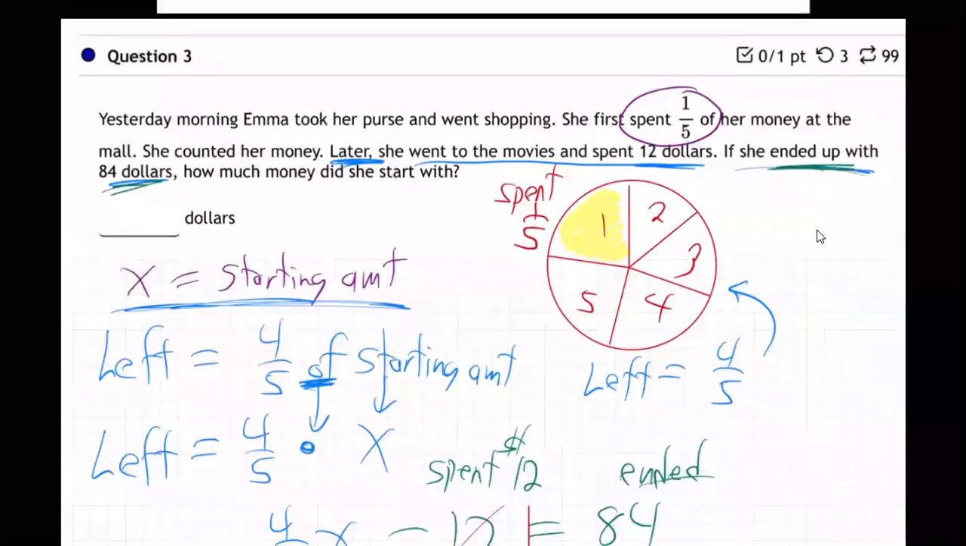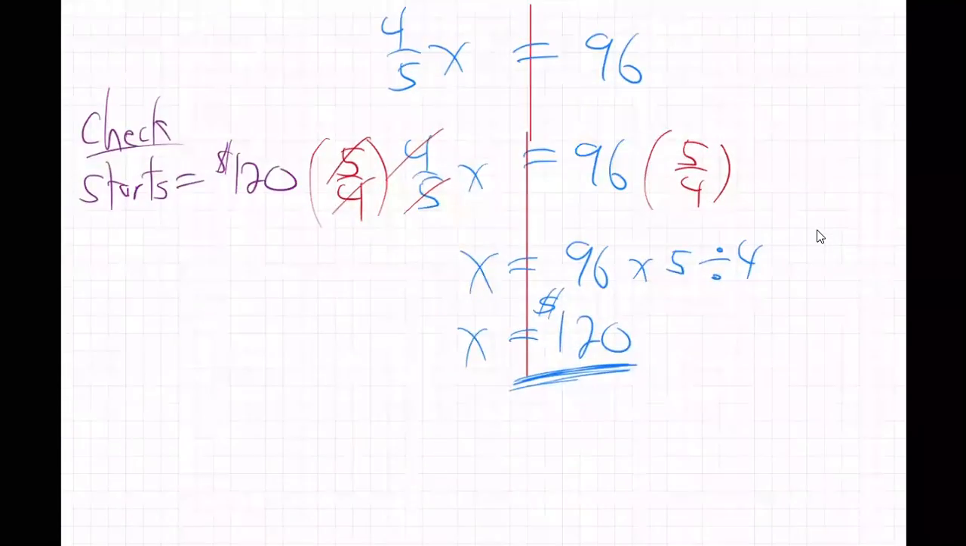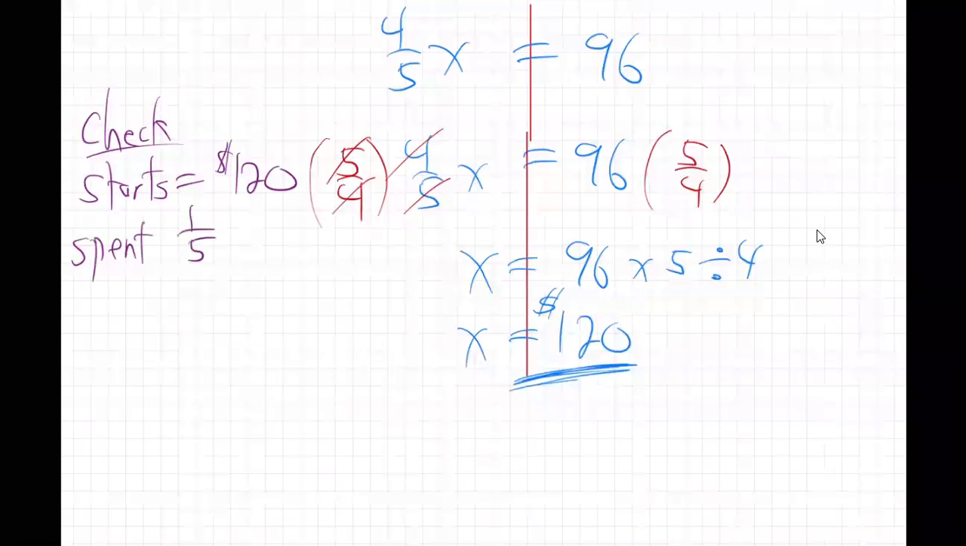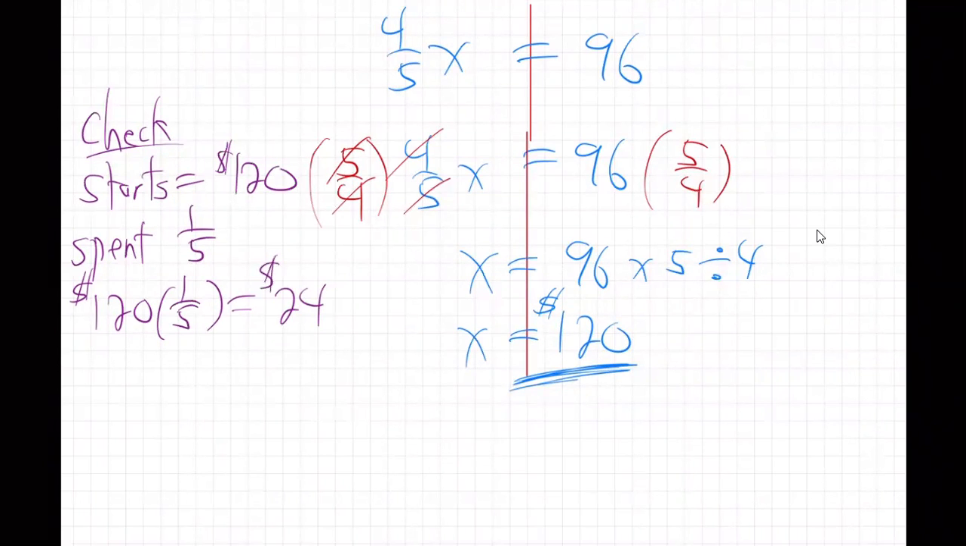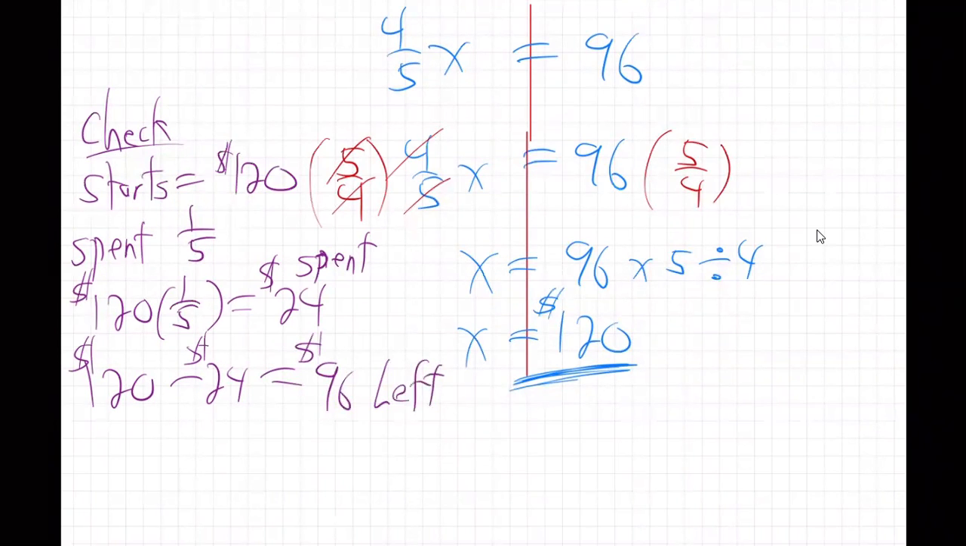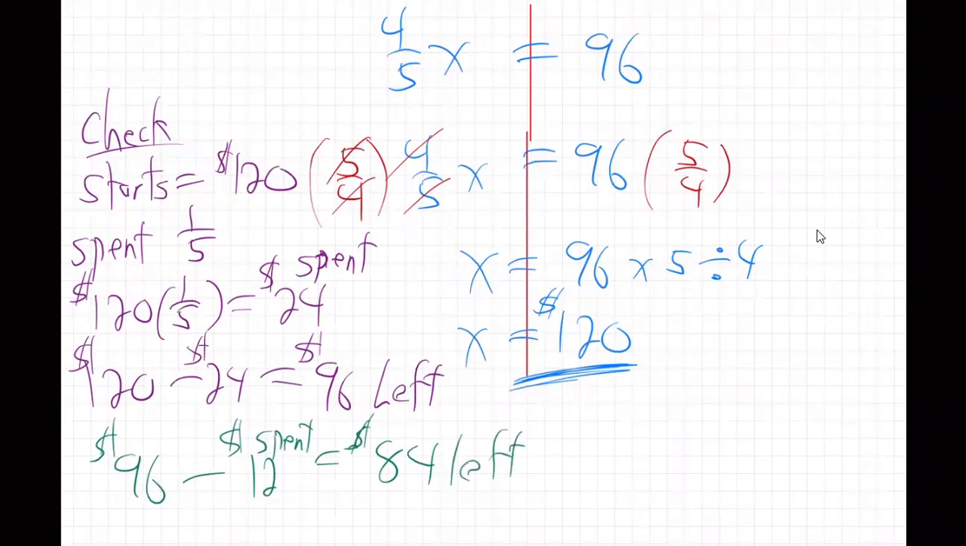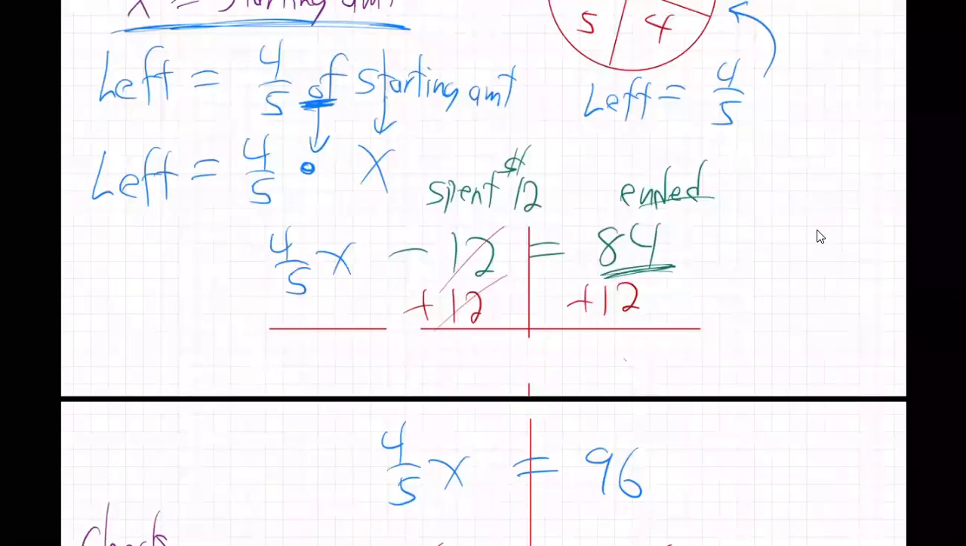So what did she do first? She spent 1/5 of her money. She spent 1/5. Well, that's easy. You take 120 times 1/5, you get, that could be $24. So she spent 24, 1/5 of the money. So that'd be 120 minus 24. That'd be 96 left. And then what did she do from there? 96 left minus the $12 spent at the movies. That would leave 84 left, and that's what they said was left, right? Wasn't it? Yeah, it ended with $84.